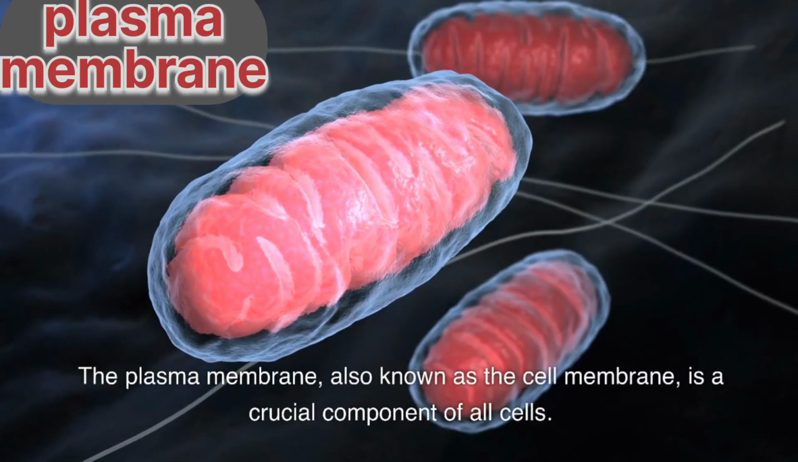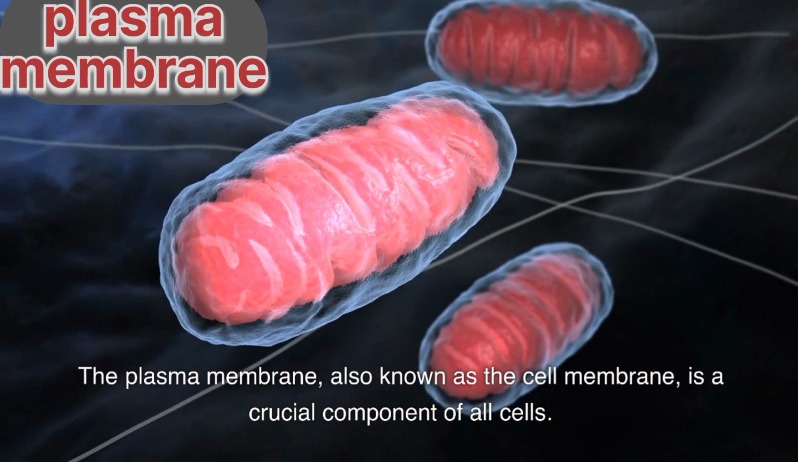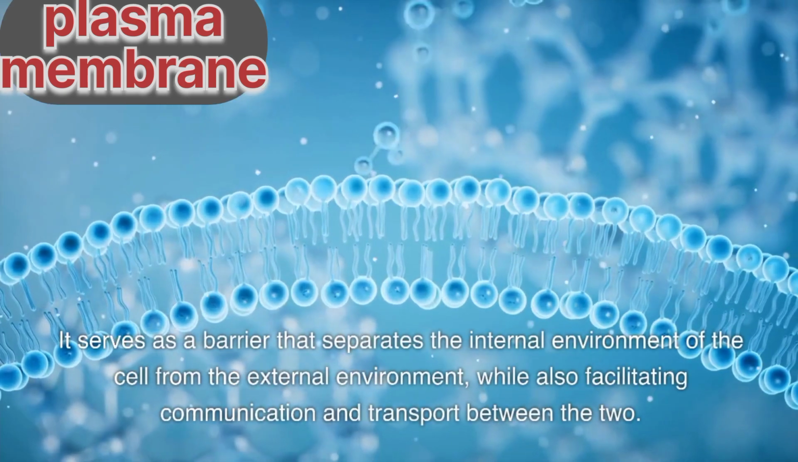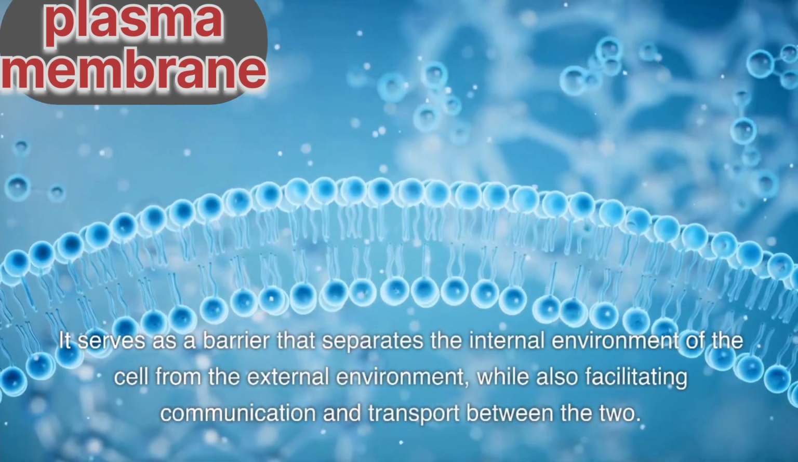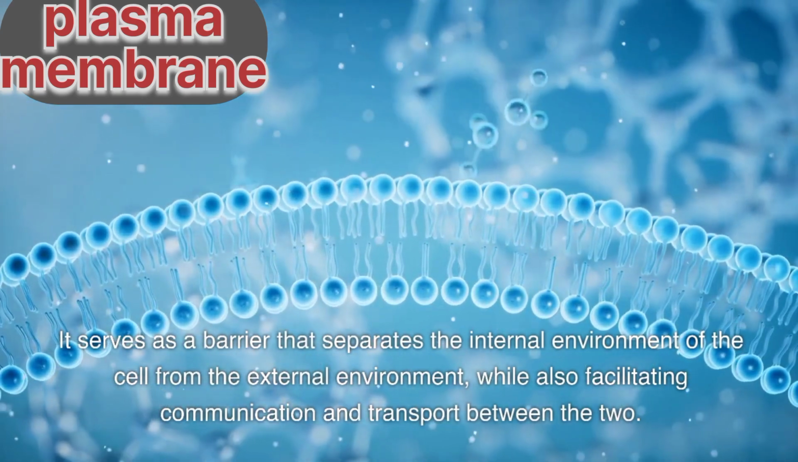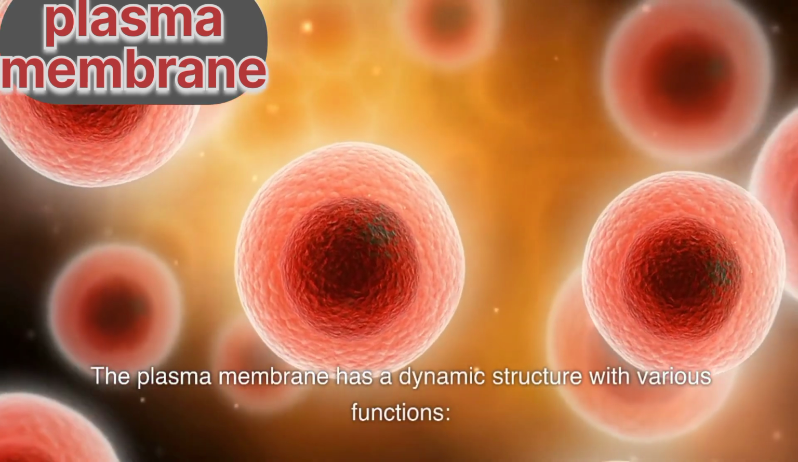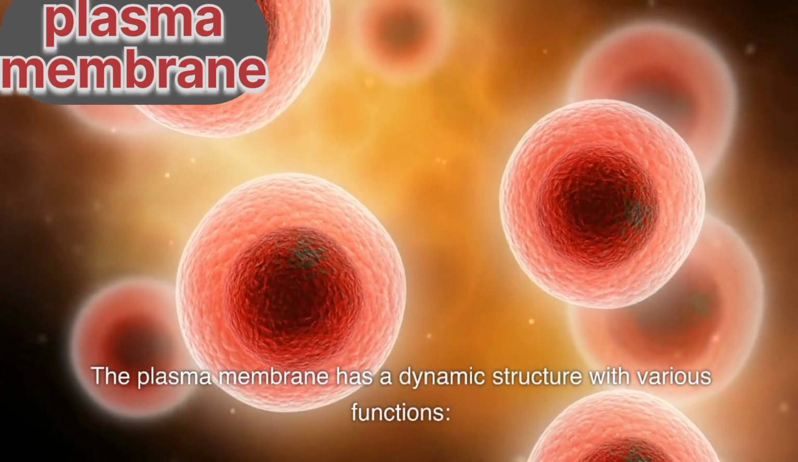The plasma membrane, also known as the cell membrane, is a crucial component of all cells. It serves as a barrier that separates the internal environment of the cell from the external environment, while also facilitating communication and transport between the two. The plasma membrane has a dynamic structure with various functions.